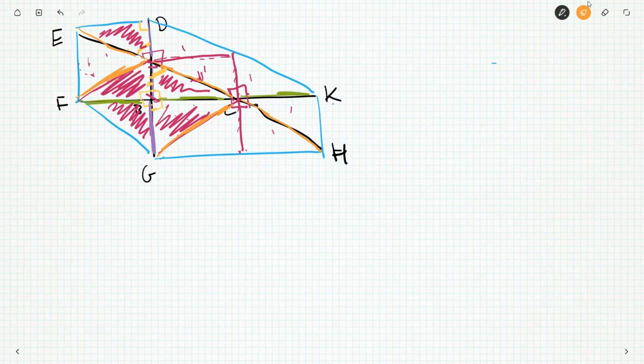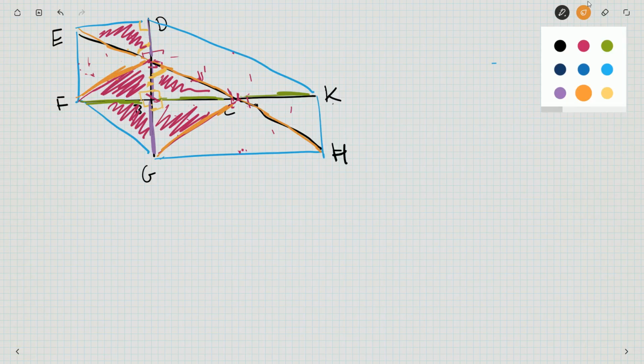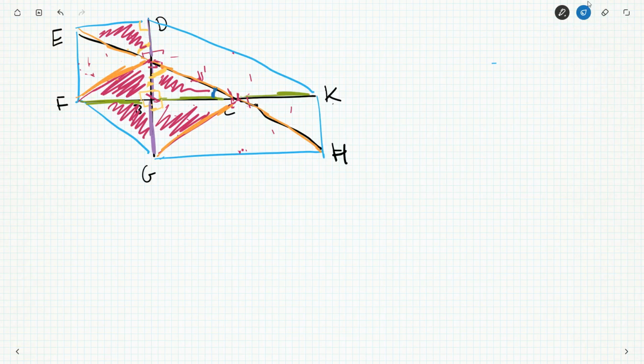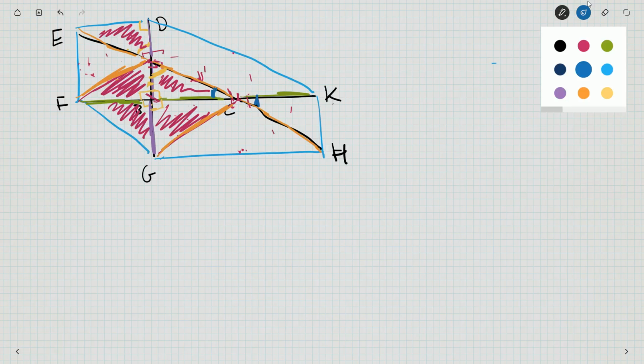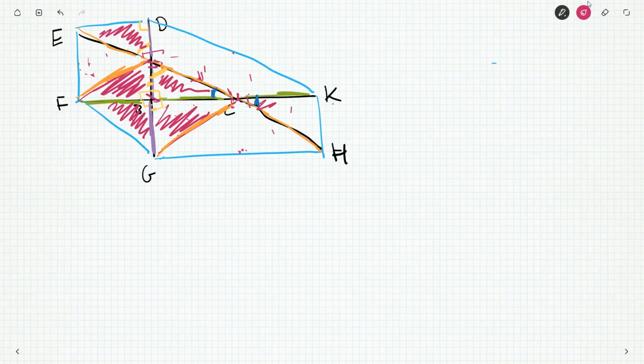Alright, now what else are we to do? So we'll get rid of this one, because I don't want to use it yet. Oh, and we've got... So this blue angle is opposite this blue angle. So we've got another side angle side says that CKH is the exact same. Alright, so we're slowly working these guys up here.